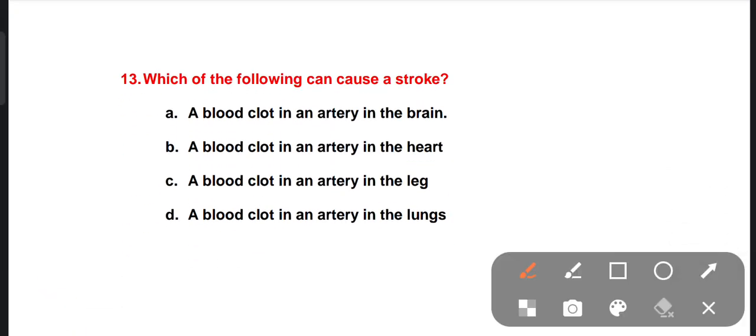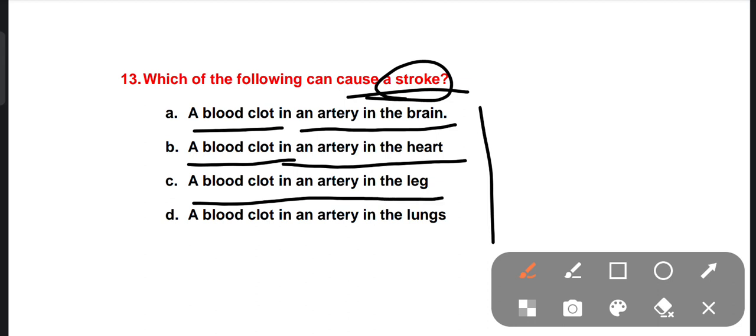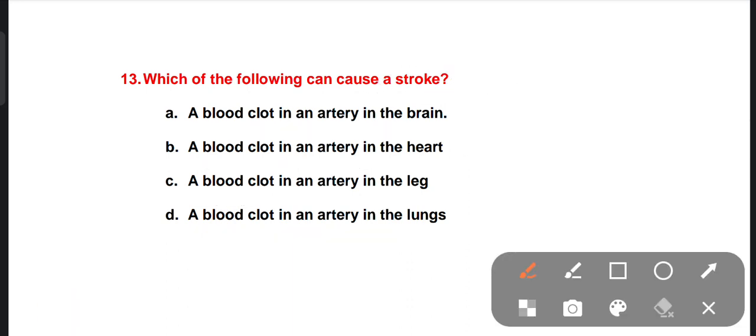The next question is, which of the following can cause stroke? Among these 4 options, which is the cause for the occurrence of stroke in the patient? Options are: option A, a blood clot in an artery of the brain; a blood clot in the artery of the heart; a blood clot in an artery in the leg; or a blood clot in the artery of the lungs. Which can cause the stroke? The right option is a blood clot which is present in the artery in the brain.